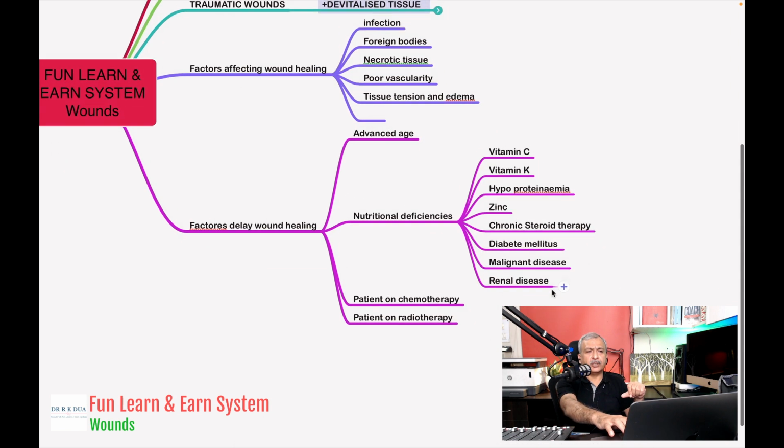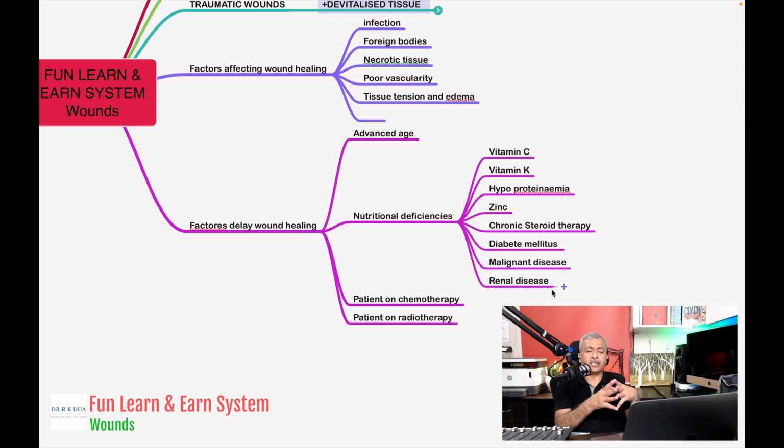So, patients on chemotherapy or radiotherapy. Why is there poor wound healing? Because radiation penetrates deeply into the tissues and causes necrosis of the tissue, along with compromising the vascular supply by damaging the blood supply to the tissue. So that will lead to poor wound healing.